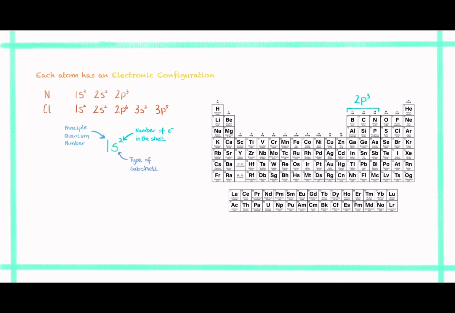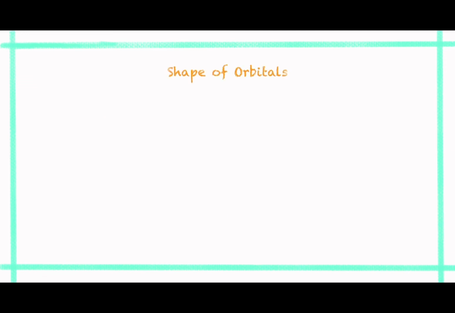But note that once we get into transition elements, the pattern changes a bit. We'll talk about that in another video. Next, we will learn about the shape of the subshell orbitals.